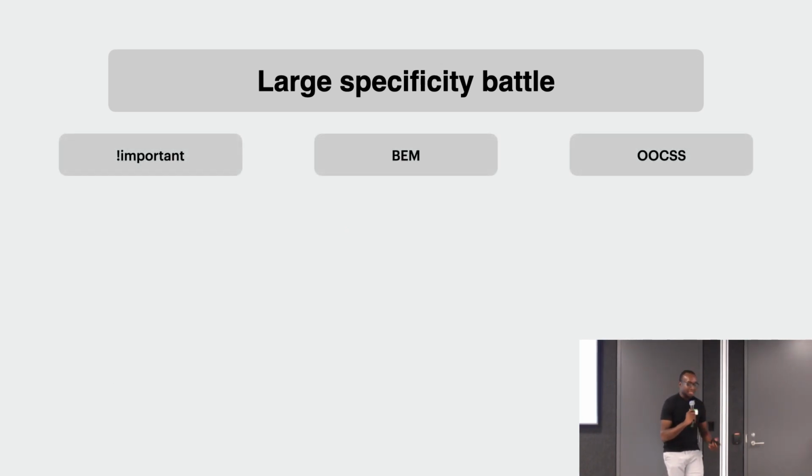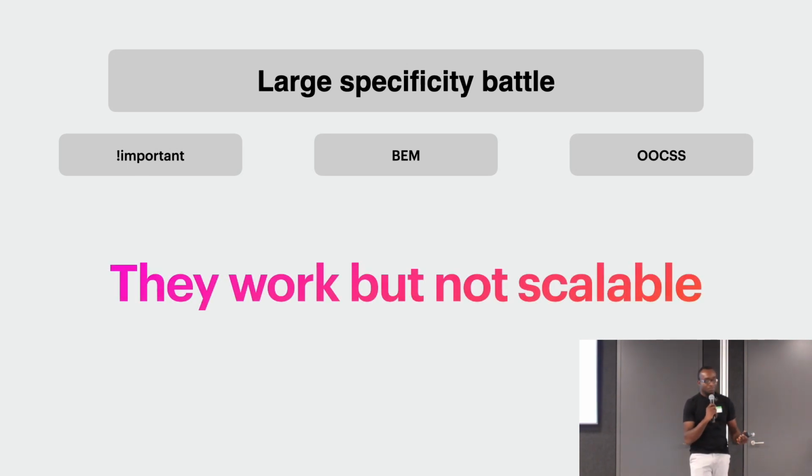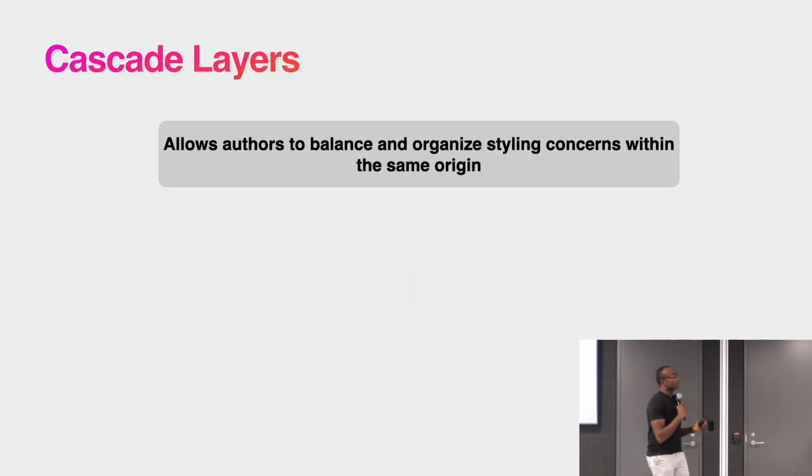We've come up with solutions like the !important rule, the BEM naming convention, object-oriented CSS. And while these rules work, they're not scalable. So this is where cascade layers comes into play. Cascade layers allow us to balance the styling concerns within the same origin.